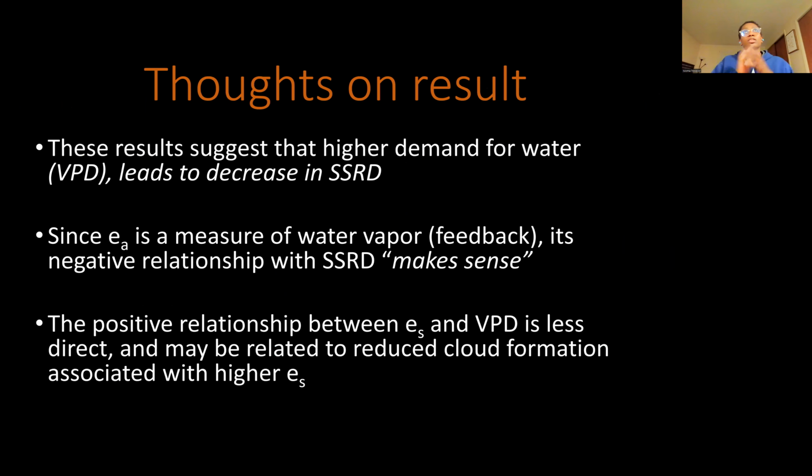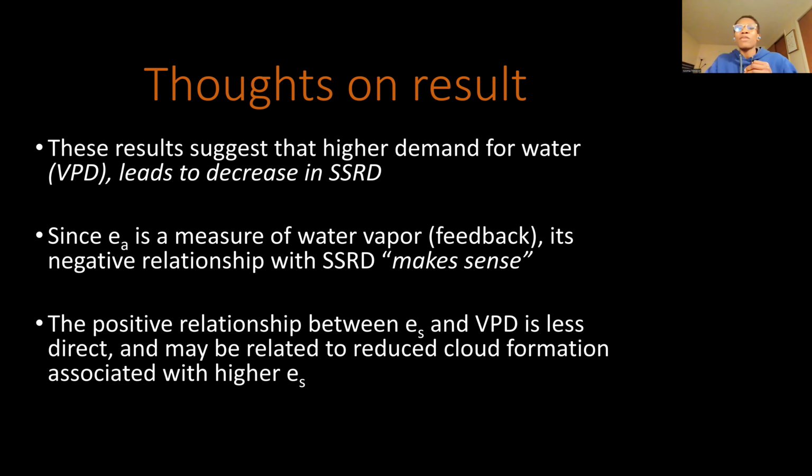So my results got me thinking a lot. This is very complex. I was trying to bring out the different aspects of vapor pressure deficit and see how my results make sense. The first thing I thought about, which I already talked about, is that the results suggest that higher demand for water leads to a decrease in incoming solar radiation, which makes sense, right? EA is the measure of water vapor, and since water vapor is a feedback, its relationship with solar radiation makes sense.